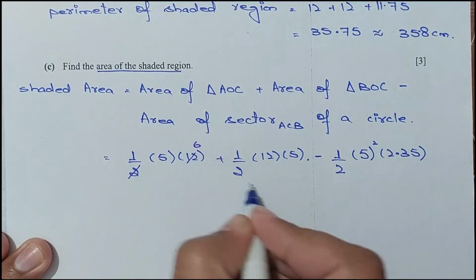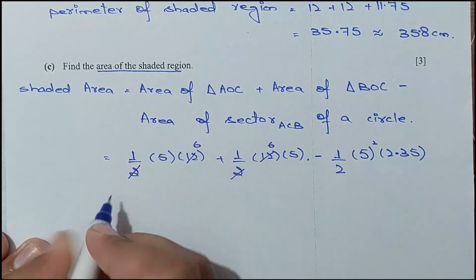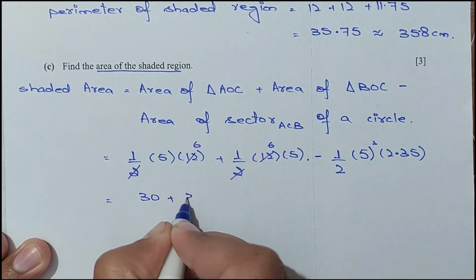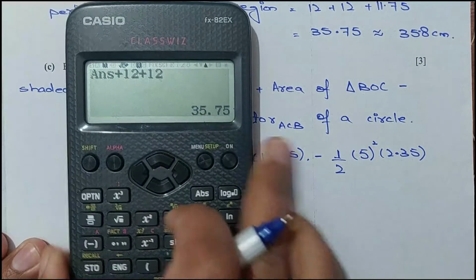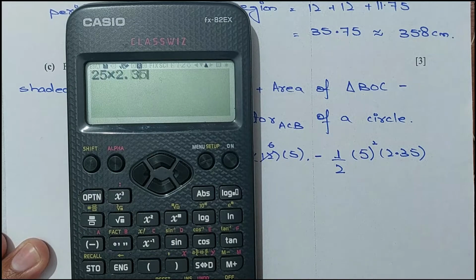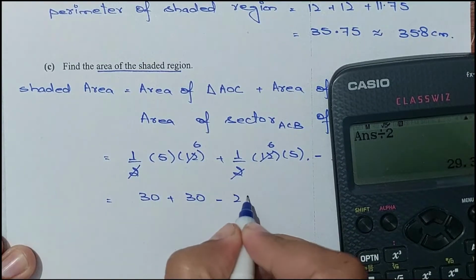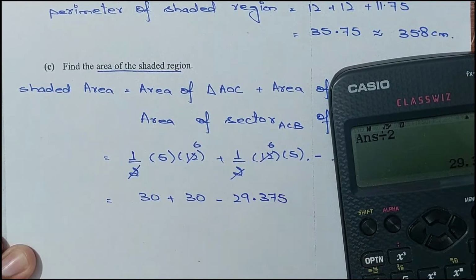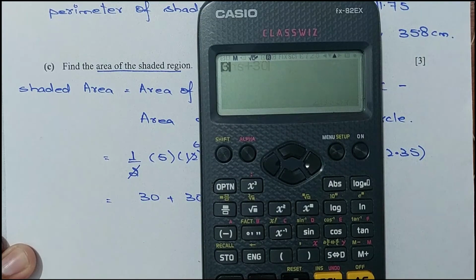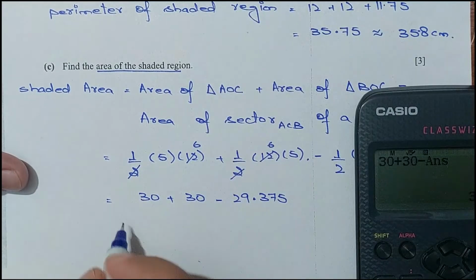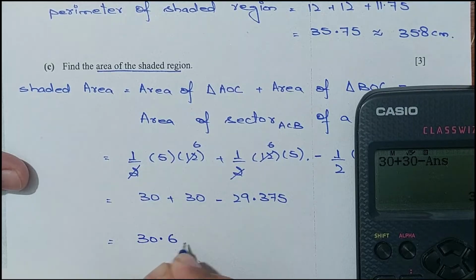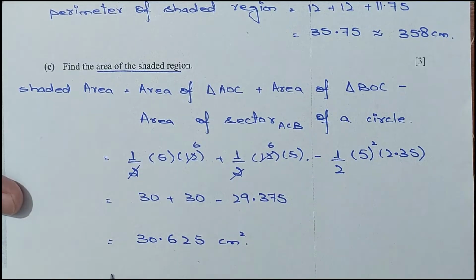Half times 12 times 5 is 30, plus half times 12 times 5 is 30, and minus 25 times 2.35, since 5 squared is 25, divided by 2. This is 29.375. Okay, so add 30 plus 30 minus the answer. This is 30.625 centimeters squared. That is the shaded area, or up to 1 decimal place it is 30.6 centimeters squared.